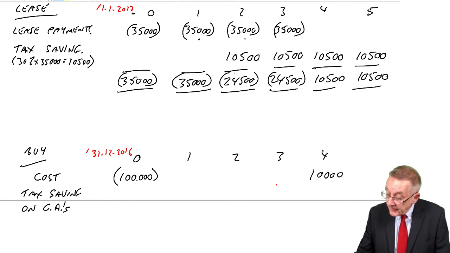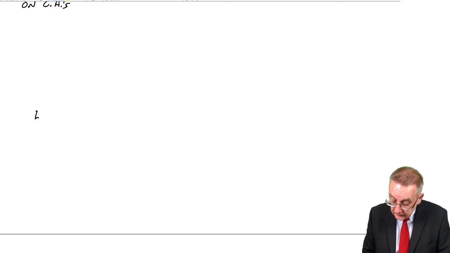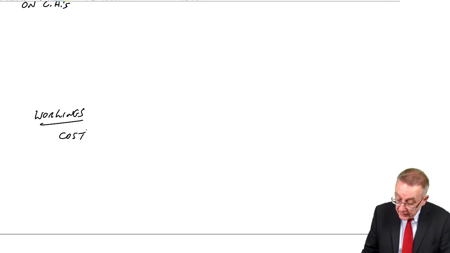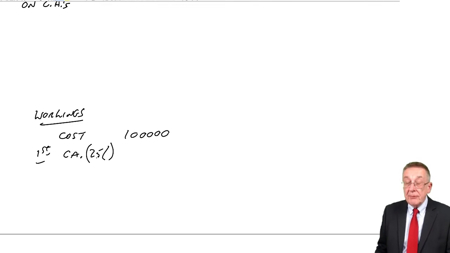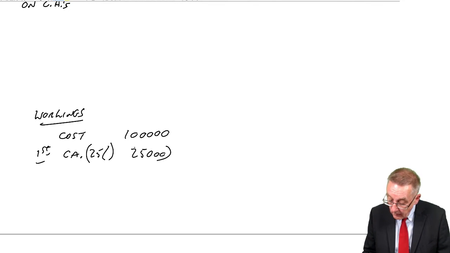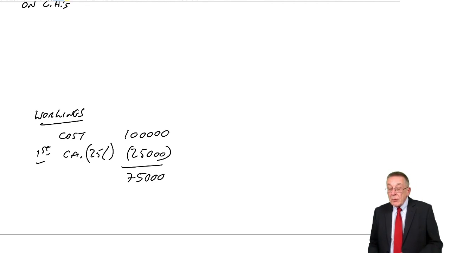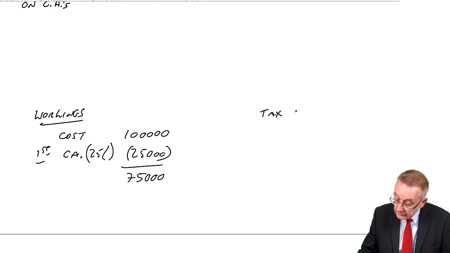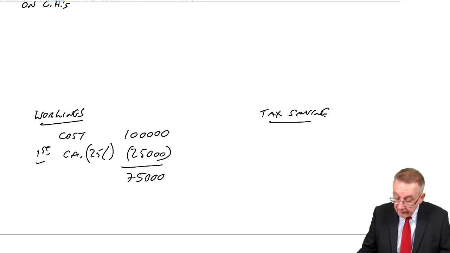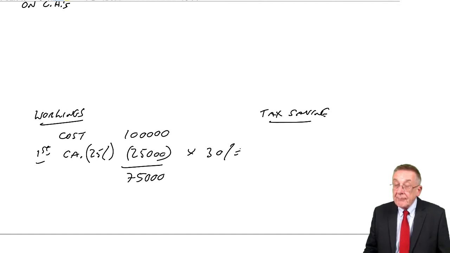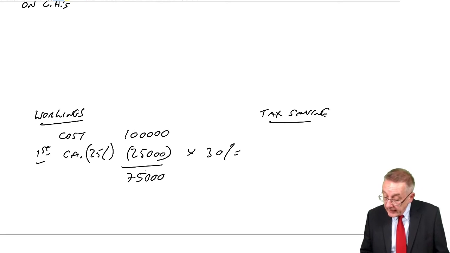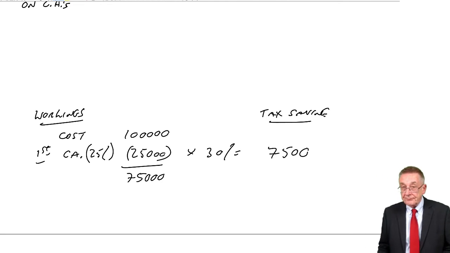Well, you know how to calculate. Let's do it. I'll have to do workings. The initial cost is 100,000. The first capital allowance calculation, 25%, is it 20? Yes, 25% reducing balance, 25,000, bringing the tax value down to 75. We want the tax saving. Well, at a tax rate of 30%, the first capital allowance will make a saving of 7,500.